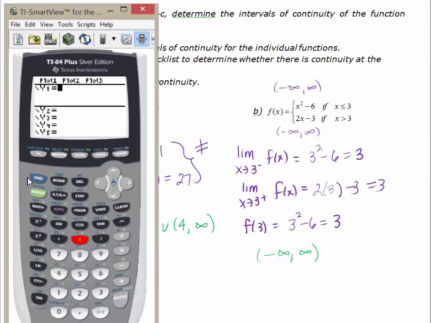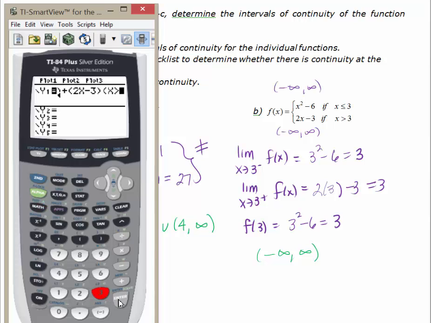Alright, so I'll put the first function, x squared minus 6, and then I need to open parentheses again, hit x, then second math, I want less than or equal to, which is 6, and that's going to be less than or equal to 3, plus the second function, open parentheses, 2x minus 3, close them, set it up like a multiplication problem, x, second math, and this time we want greater than, which is 3.